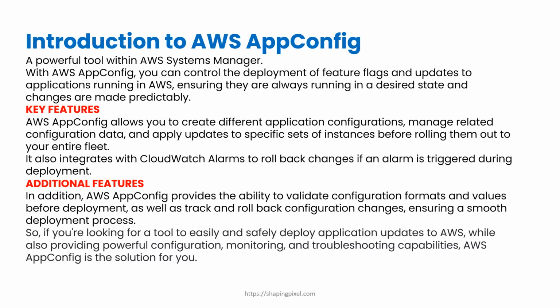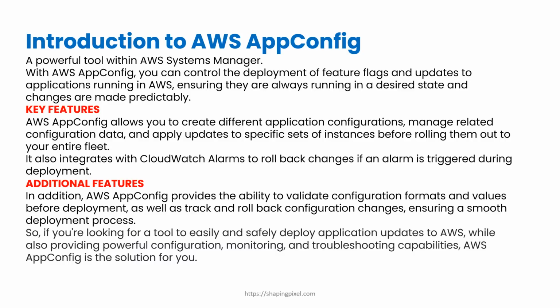So let's dive into the world of AWS AppConfig, a powerful tool within AWS Systems Manager. With AWS AppConfig, you can control the deployment of feature flags and updates to applications running in AWS, ensuring they're always running in a desired state and changes are made predictably.